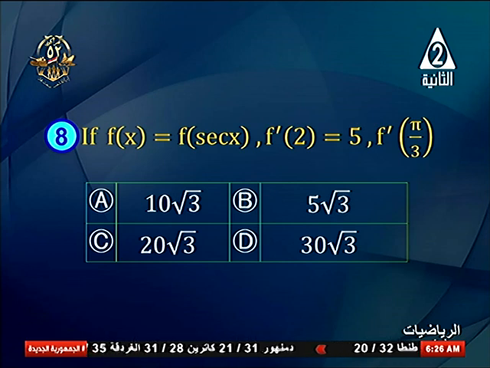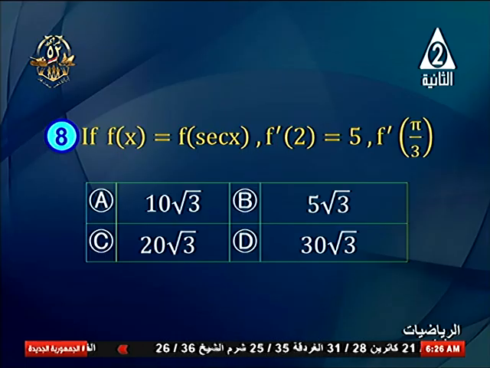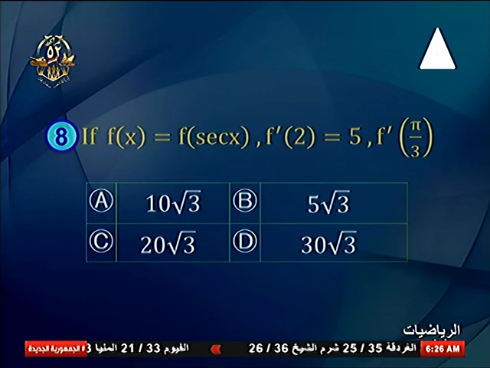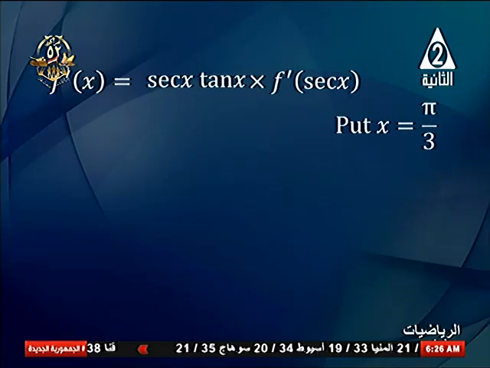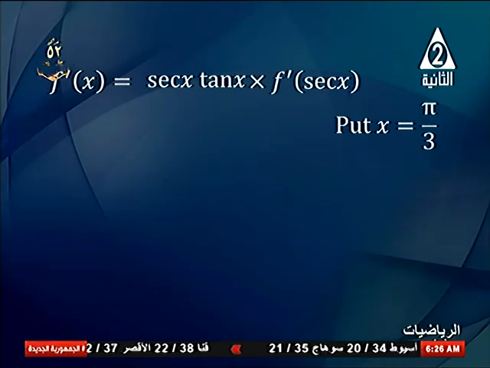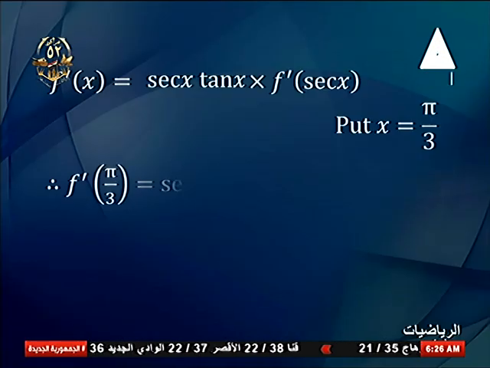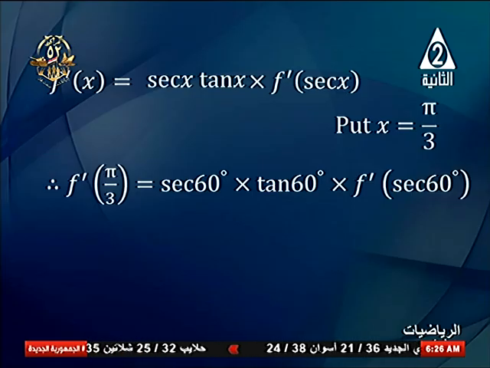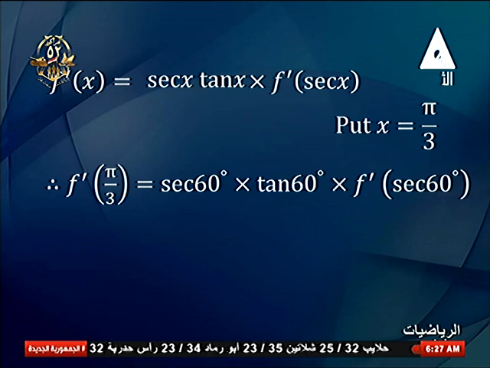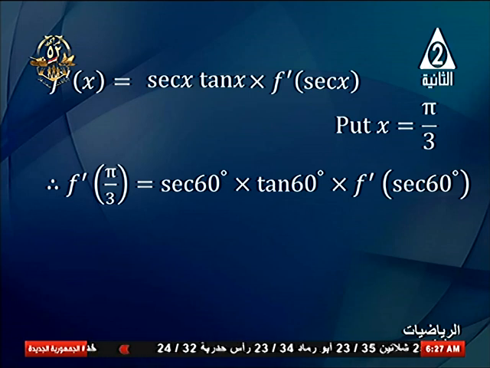Choose the correct answer: 10 root 3, 5 root 3, 20 root 3, 3 root 3. Before we choose the correct answer, remember f dash of x equals sec tan multiply f dash of sec x. By putting x equals pi over 3, which means 60 degrees, then f dash of pi over 3 equals sec 60, tan 60, f dash of sec 60.